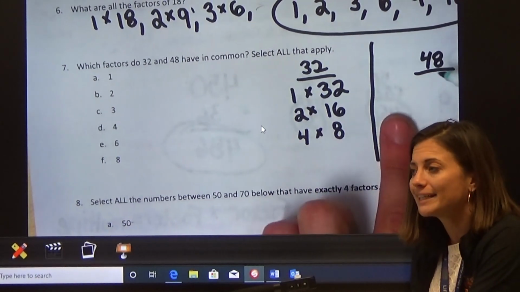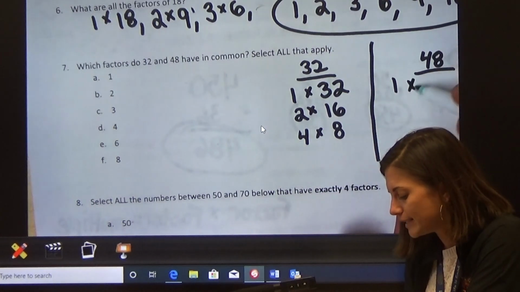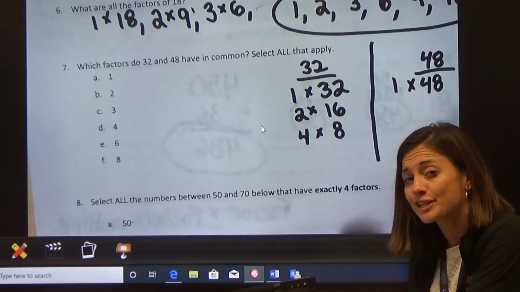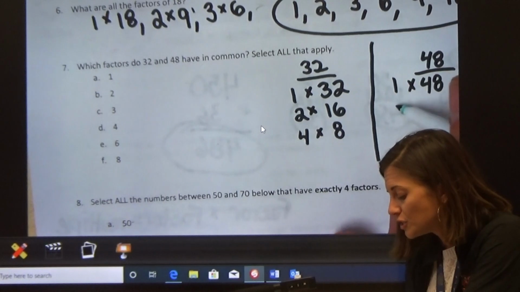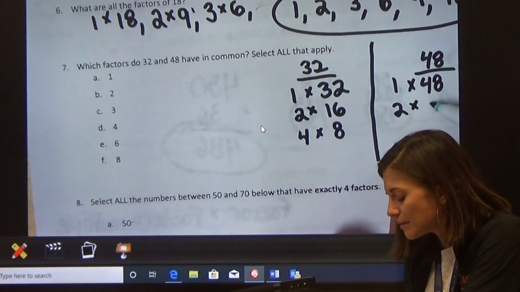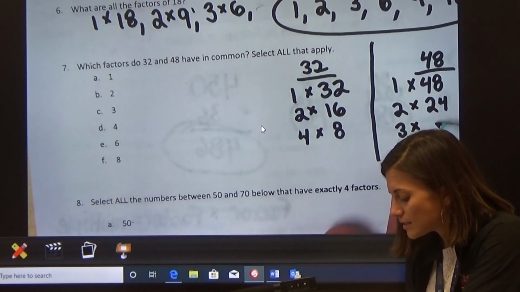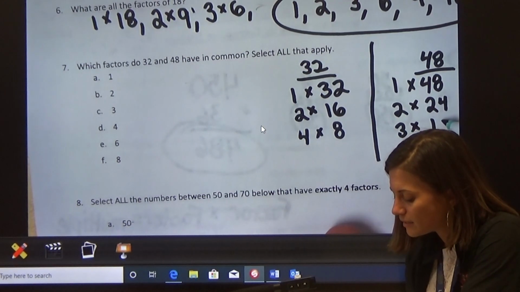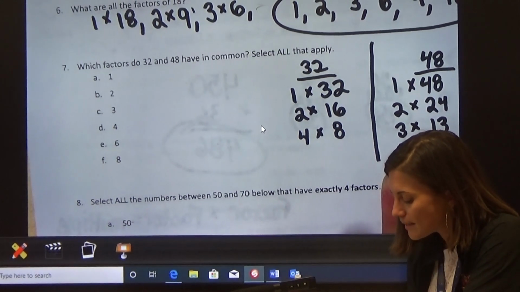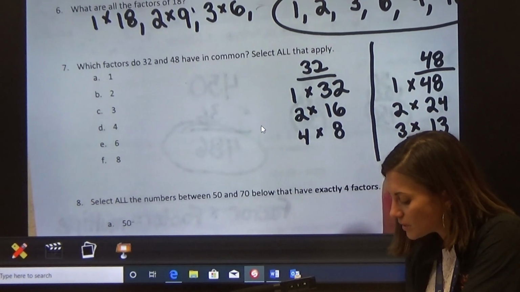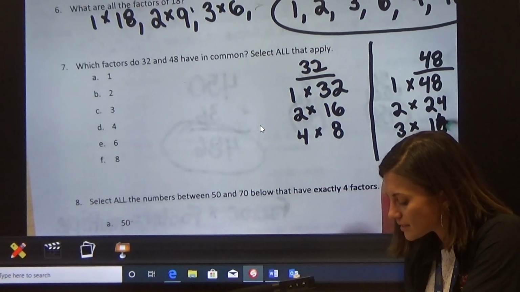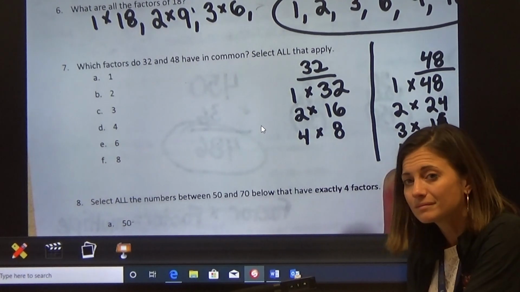So now I'm going to do 48. 1 times 48. You at home should have already done it, so check your factors. 2 times 24. 3 times 16, not 3 times 13, because 3 is a prime number. 4 times 12.